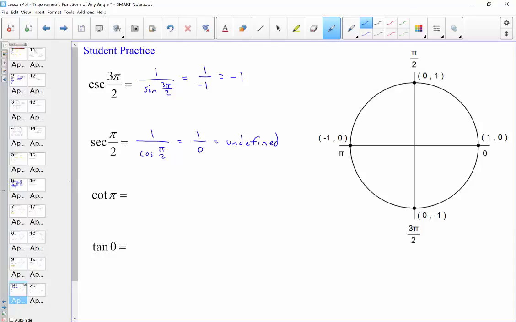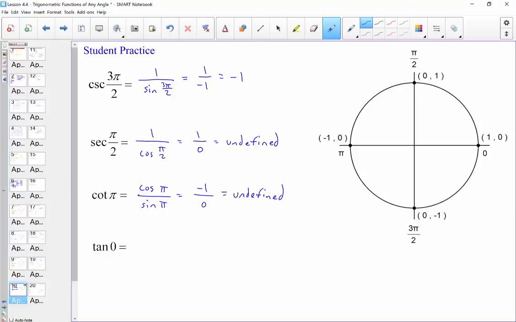Next we have the cotangent of pi, which equals, according to our trig identities, the cosine of pi over the sine of pi. And the cosine of pi is equal to negative 1 because that is the x-coordinate where pi intersects the unit circle. And the sine of pi is equal to 0 because that is the y-coordinate where pi intersects the unit circle. So we have negative 1 over 0, which again is undefined.